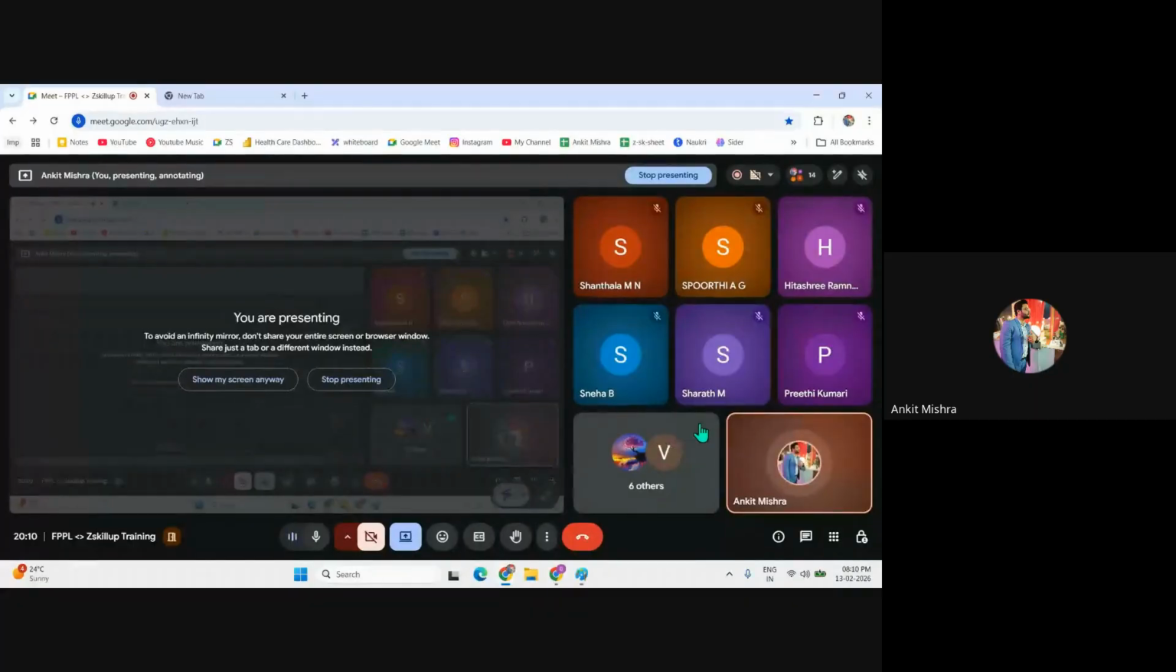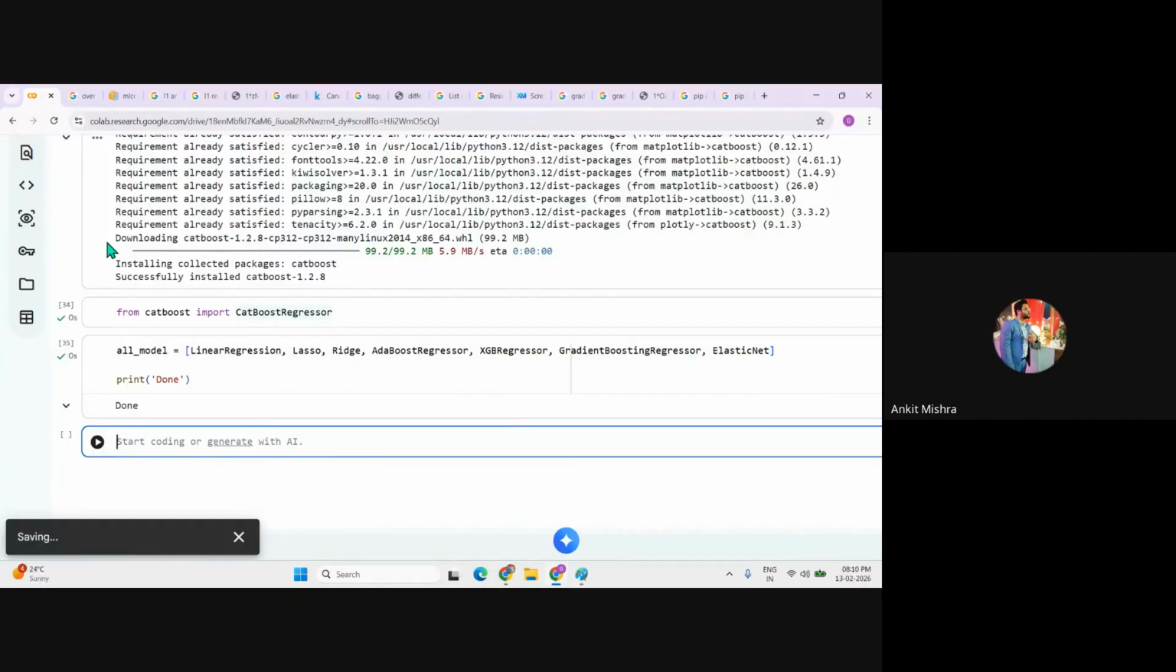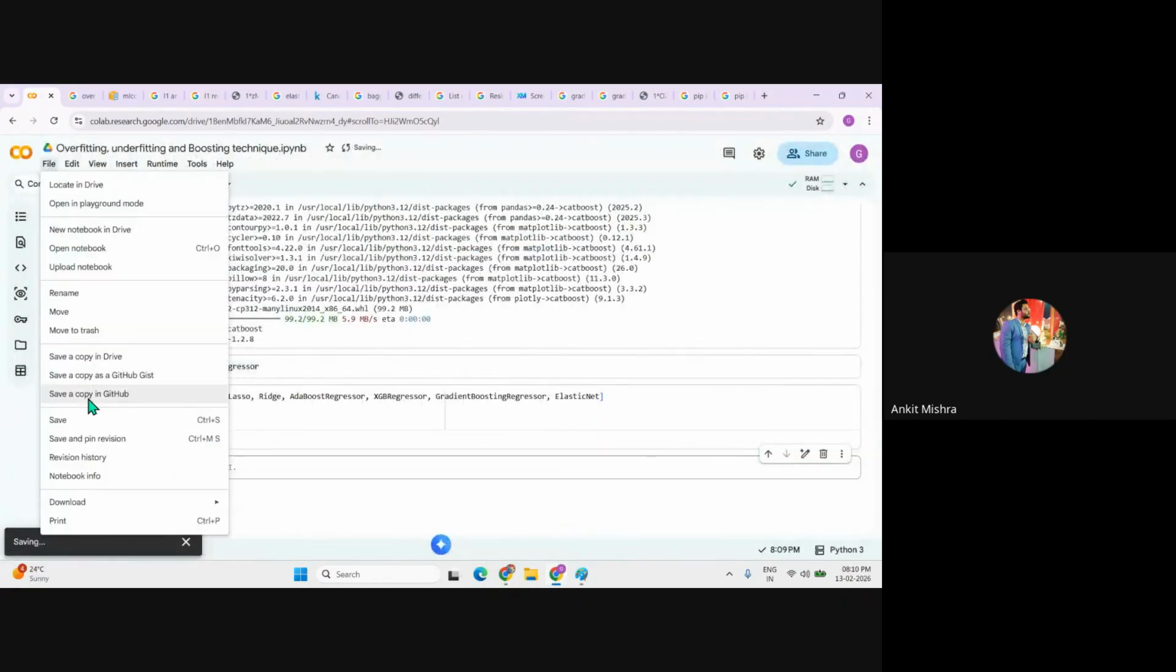Okay, so I have already shared this notebook, right? Let me just quickly download this and upload it to GitHub. You can take a reference from GitHub, then you can practice it in parallel, right?